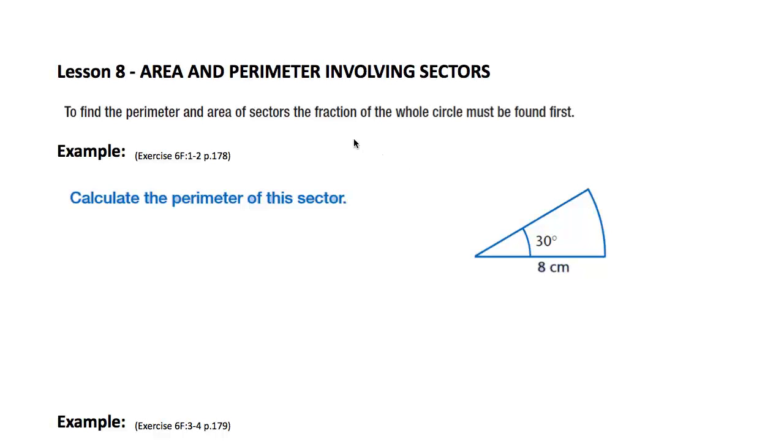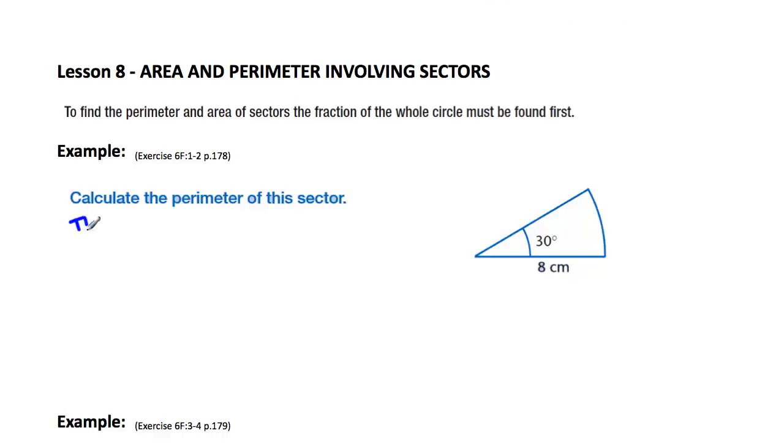We're going to have a look at some questions that involve working out the area and the perimeter of shapes that have got sectors in them or are sectors on their own. So in order to find the perimeter and the area of sectors, the fraction of the whole circle must be found first. Now this is a little bit of review for some of you, but let's have a look and see how it works. To calculate the perimeter of this sector, first of all, let's identify the fraction of the circle.